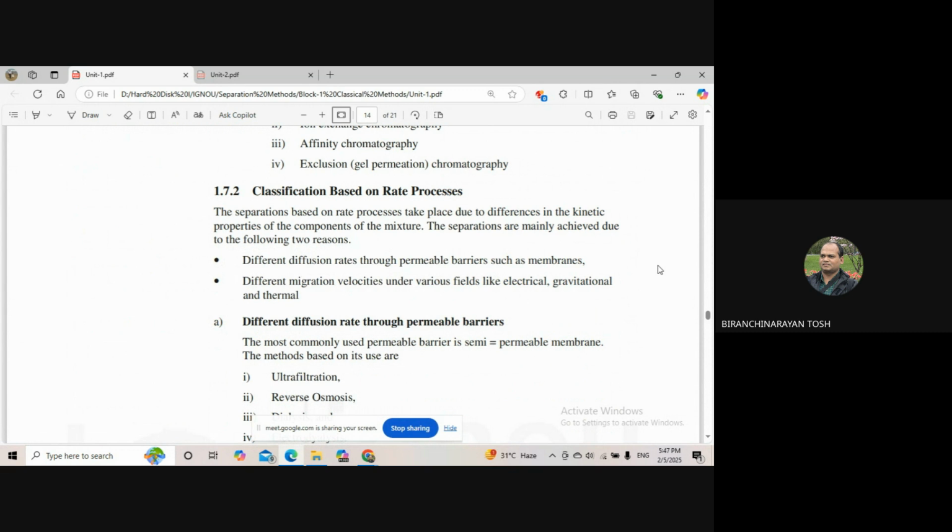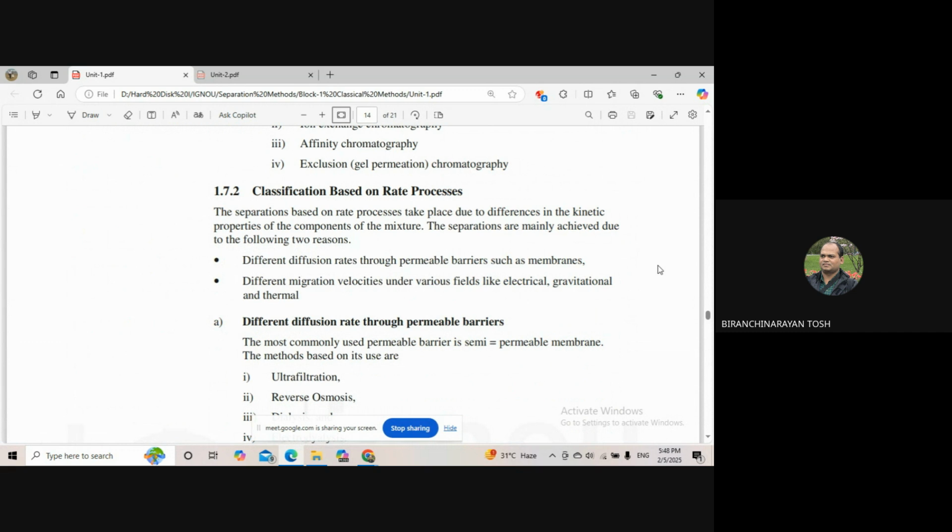Similarly, the rate of diffusion will be different for different components. Take two gases, for example, one with high molecular weight and one with low molecular weight. The low molecular weight gas will diffuse faster than the high molecular weight one. According to Graham's law of diffusion, as you know, the rate of diffusion is inversely proportional to the square root of vapor density, or the square root of molecular weight. So if the molecular weight is more, the rate of diffusion will be less. For a low molecular weight compound, the rate of diffusion will be more. So depending upon the rate of diffusion also, they can be separated. That is based upon the rate process.